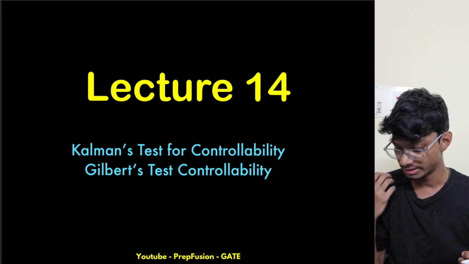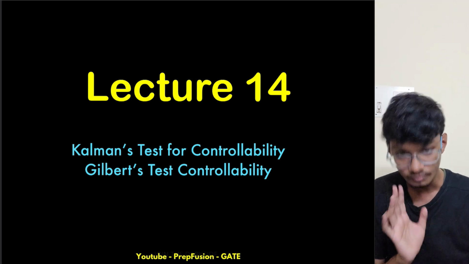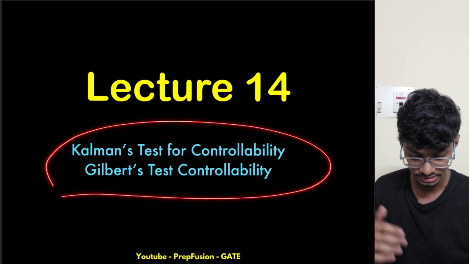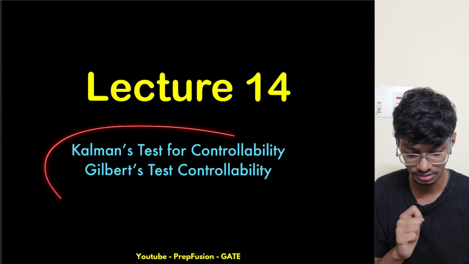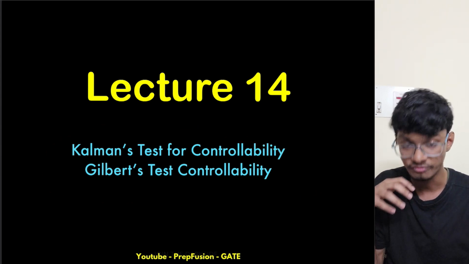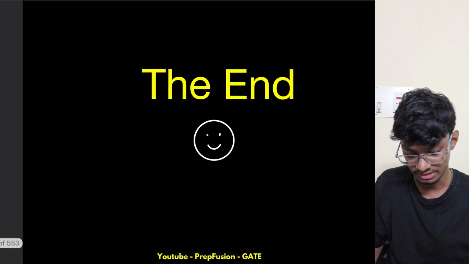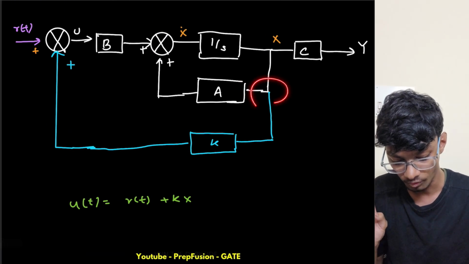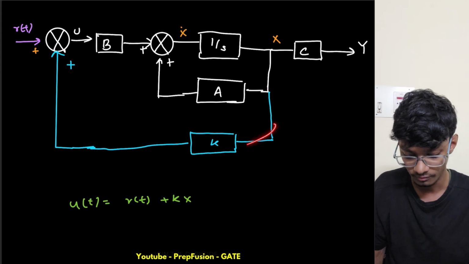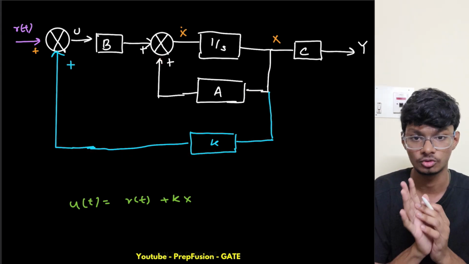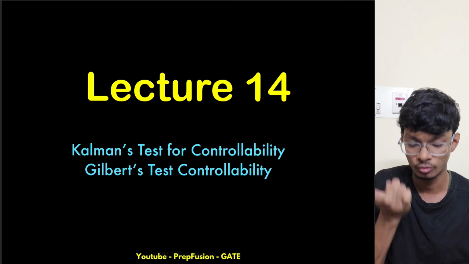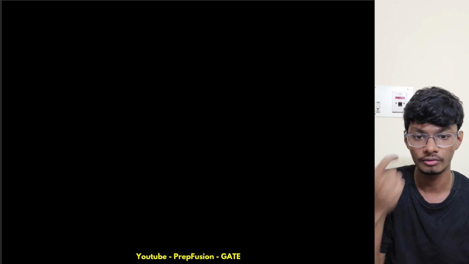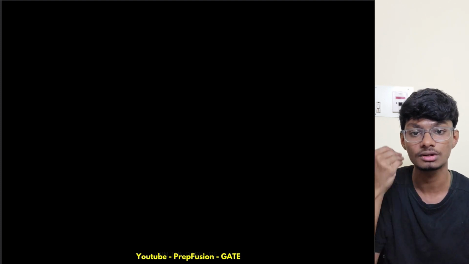In this lecture, we'll cover two topics: Kalman's test for controllability and Gilbert's test for controllability. Before starting that, in the previous lecture I told you that we have to measure all the state variables for the system to be totally controllable. Not a total proof, just a bit of intuition on why we need to measure all the state variables.